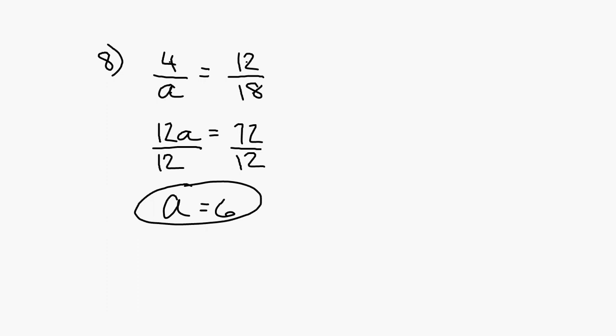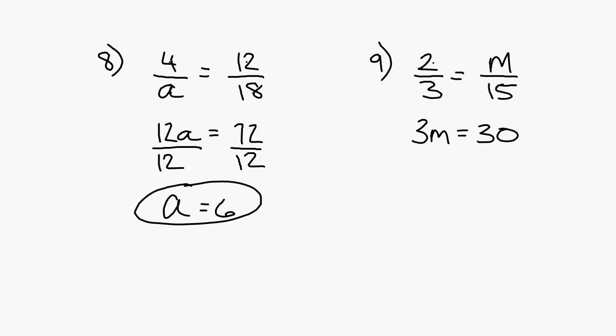Number 9 is another proportion right next to it. You got 2/3 equals m/15. Again, crisscross multiply. 3 times m is 3m. 2 times 15 is 30. Divide both sides by 3. And m equals 10.